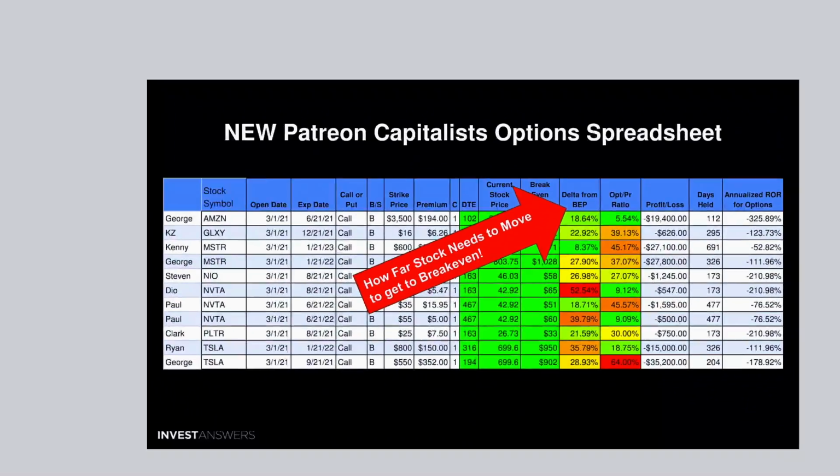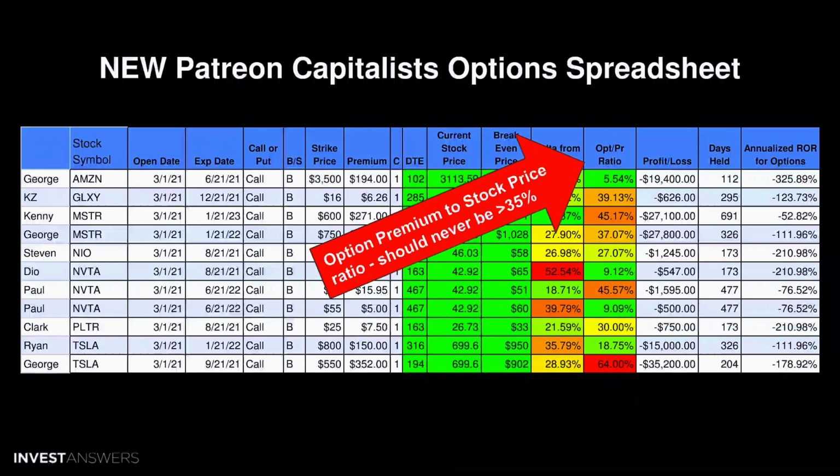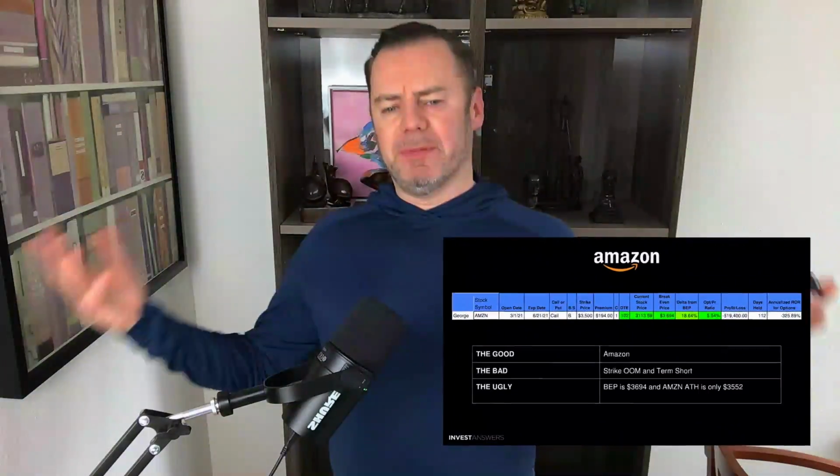These two things, just to highlight them again, the delta from break-even point, this is how far you are away, how far the stock needs to move before you'd even get to break-even point with an option. And people sometimes go into option trades without even looking at this. And you can see anytime it's like 35% or above, it's scary. So anything there you see orange or red, it's not a good sign. The second ratio I like to look at is the option premium to the stock price ratio. This should never be above 35%. And you can see a lot of them are. So already we have a couple of little issues with some of the trades that people are doing, but that's what this is about. This is to fix it all.